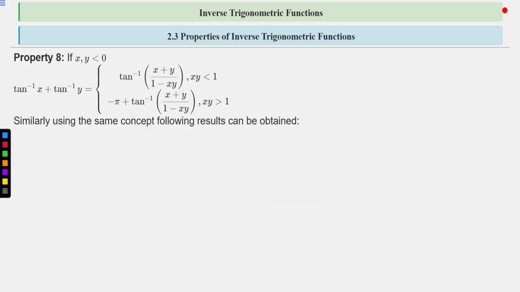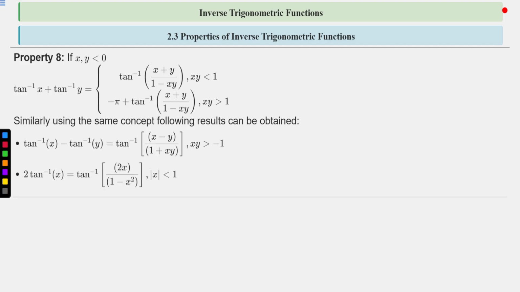We can prove this property by a similar process also. So similarly, using the same concept, the following results can be obtained. Tan inverse x minus tan inverse y will be equal to tan inverse of (x minus y) upon (1 plus xy) when xy is greater than minus 1, right? Xy greater than minus 1.